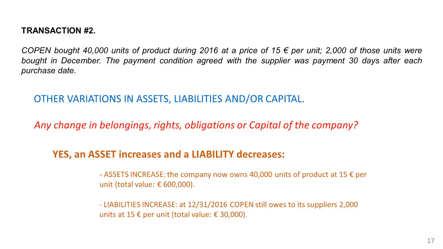But besides that, a liability arises from this transaction, a debt with the company's suppliers. As described above, the 2,000 units purchased in December at 15 euros per unit are going to be paid in 2017, and therefore at December 31st, 2016, the date when this analysis is carried out, Copen still owes those units to its suppliers. It's obvious that this transaction does not involve any modification in capital, since the shareholders neither contribute nor reduce it.